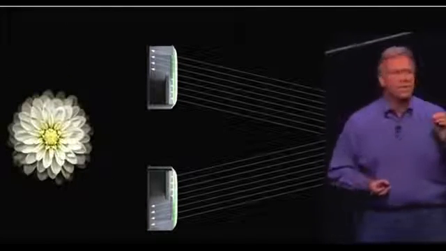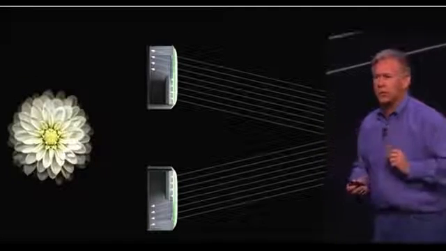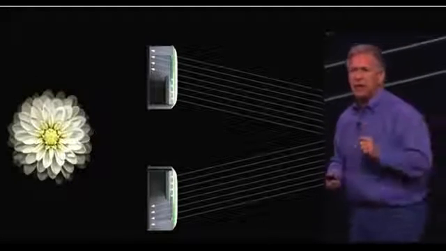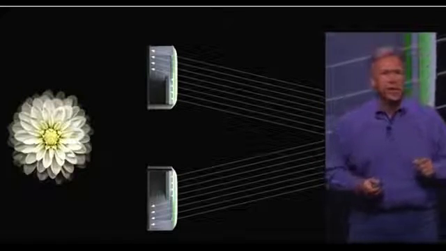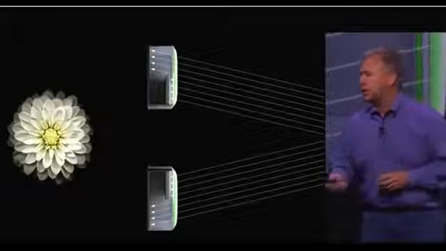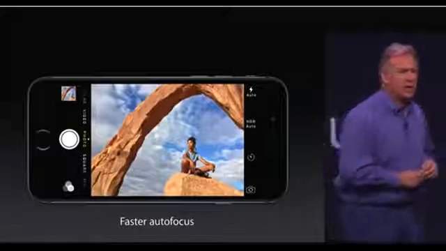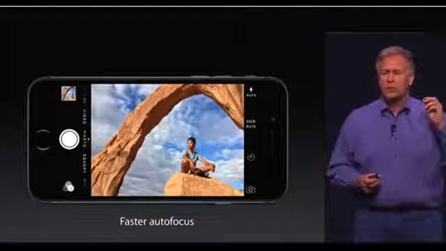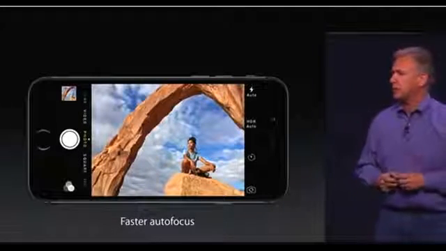This is called phase detection autofocus. It's a technology used by high-end DSLRs. It's the best way to do fast autofocus. And now the iPhone 6 and 6 Plus have it. And they can focus almost twice as fast as the previous generation.